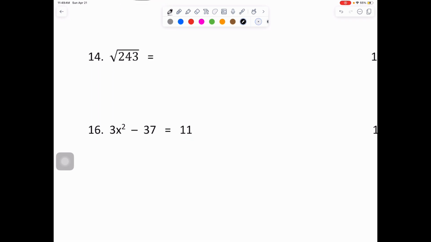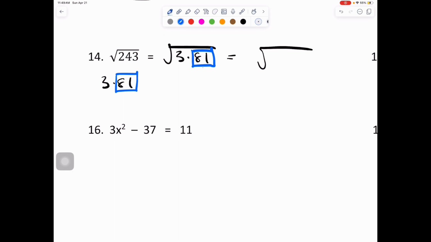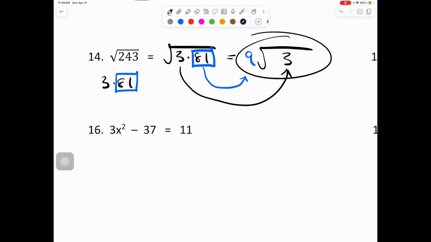All right, number 14, square root of 243 equals, well, 243 is not a perfect square, and again, this looks like above before. We have 3 times 81. Oh my goodness, 81 is a perfect square, so we can write this as the square root of 243 is equal to the square root of 3 times 81. We've identified our greatest perfect square within 243, so it equals the square root of 81 is simply 9, and what's under the radical stays under the radical, which is 3. Go ahead and circle your answer.